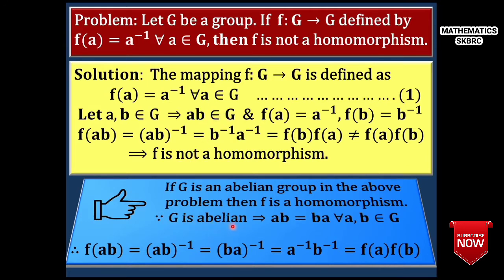Since G is abelian, ab is equal to ba for all a, b belongs to G. Here, f of ab is equal to (ab) whole inverse. ab is equal to ba. (ba) whole inverse is equal to a inverse into b inverse. That is equal to f of a into f of b. Therefore, f of ab is equal to f of a into f of b for all a, b belongs to G. Then we say that f is a homomorphism.